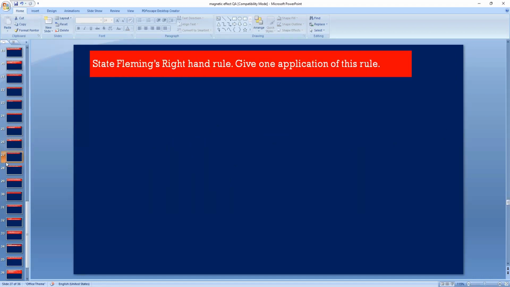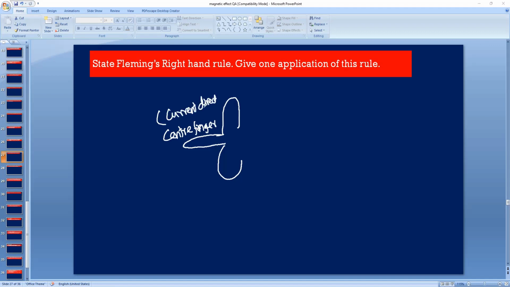Next question. State Fleming's right hand rule. Give an application of this rule. As per Fleming's right hand rule, we take the right hand: center finger, index finger, thumb. The center finger will give the current direction. The index finger will give the magnetic field direction. The thumb will give the force direction.